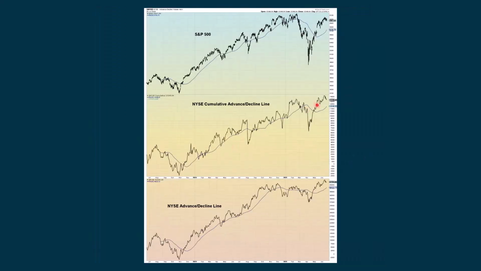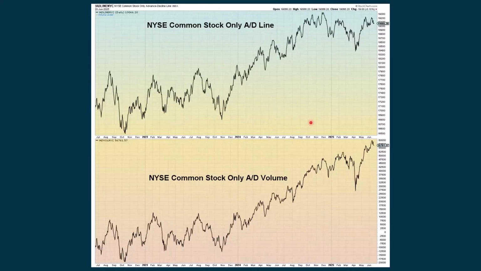And we look at a cumulative advanced decline line for the NYSE. And then down below, we see another NYSE advanced decline line. And again, some weakness has been coming in lately, but nothing, at least with a lot of conviction to this point. Then we break it out based on price and volume for stocks on the NYSE. A little bit of weakness coming in, both based on price and volume.